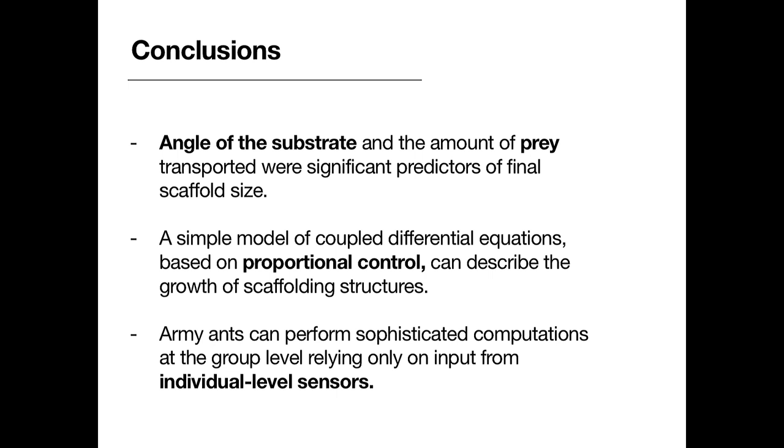So just to recap, a few conclusions. The angle of the substrate and the amount of prey transported seem to be the most significant predictors of the final size. And just a really simple model of these two coupled differential equations seems to be able to describe the growth of these structures pretty well, which is nice. And just generally, as we already know, army ants can perform really sophisticated computations at the group level, but only taking in this individual level sensing.